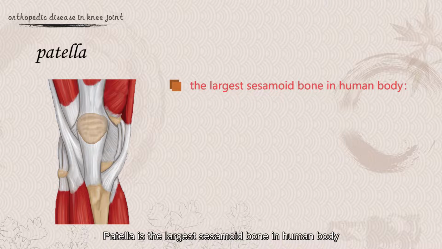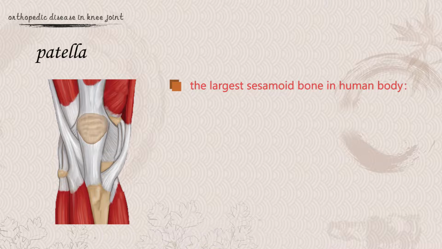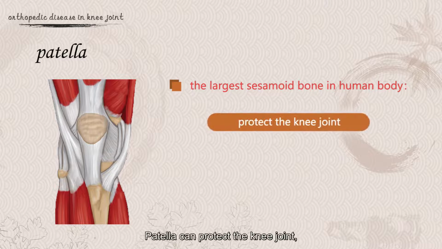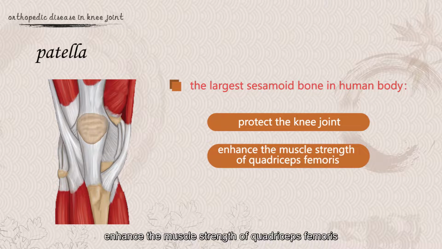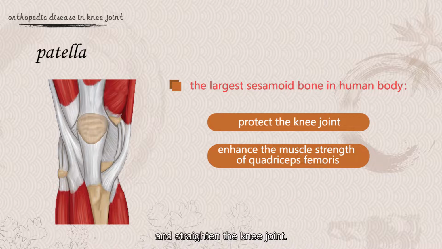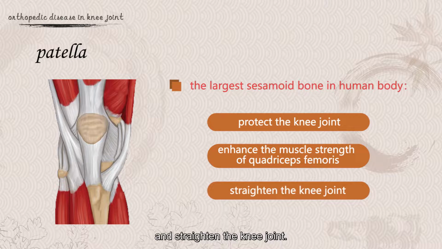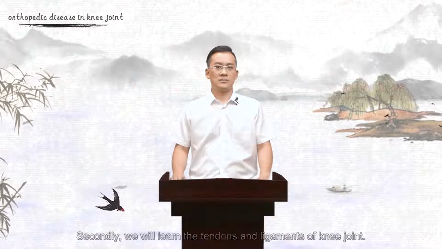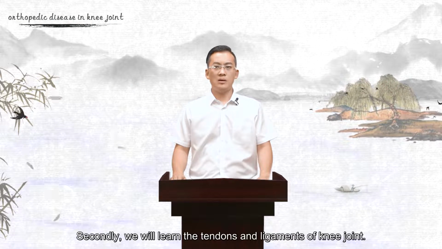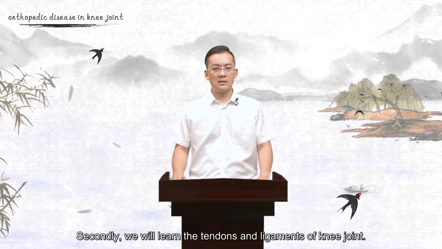Patella is the largest sesamoid bone in a human body and also an integral part of knee joint. Patella can protect the knee joint, enhance the muscle strength of quadriceps femoris, and straighten the knee joint. Secondly, we will learn the tendons and ligaments of knee joint.